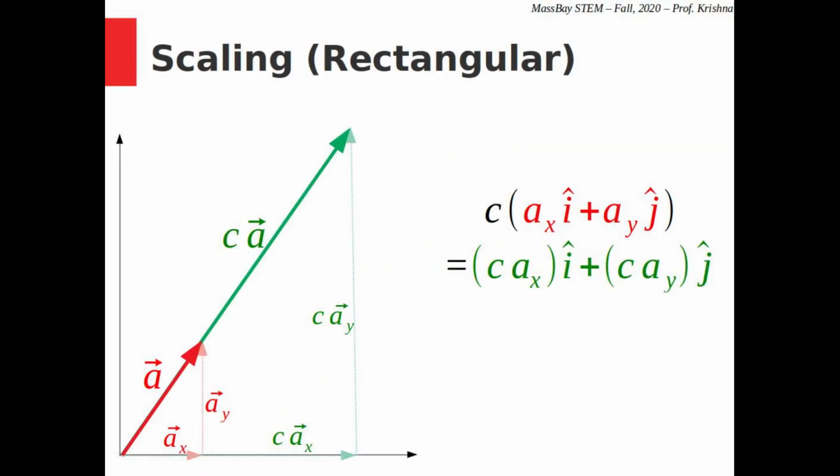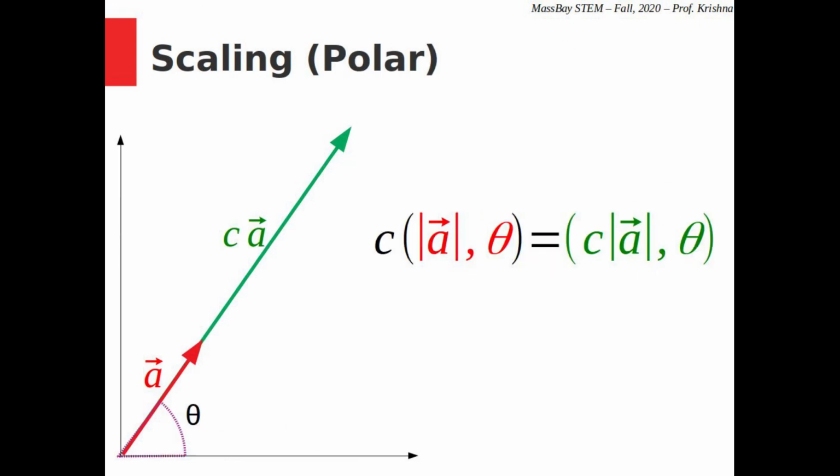In general, scaling can be done in either rectangular or polar. In rectangular, you have to multiply each coordinate by the scale factor. In polar, you have to multiply just the size of the vector by that scale factor. Regardless of system, a scale factor bigger than 1 creates a longer vector. A scale factor between 0 and 1 creates a shorter vector. And a negative scale factor flips the direction of the vector by 180 degrees.